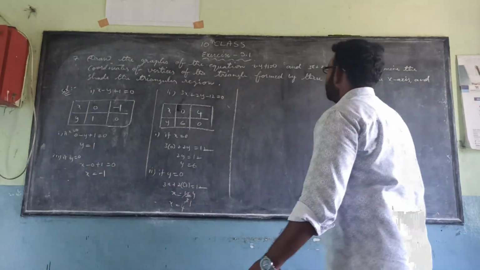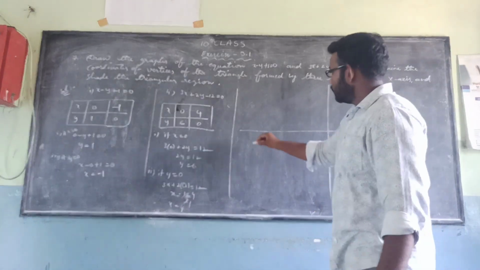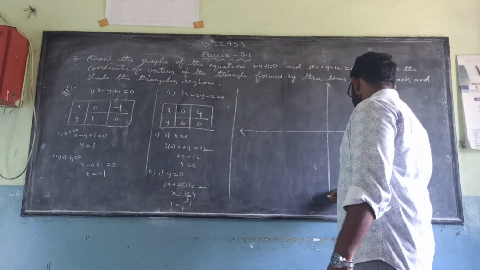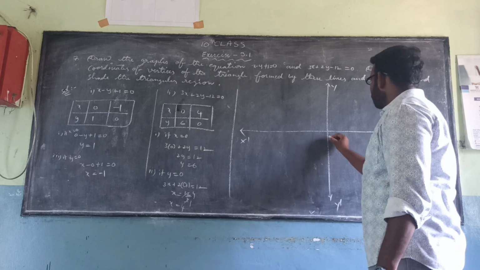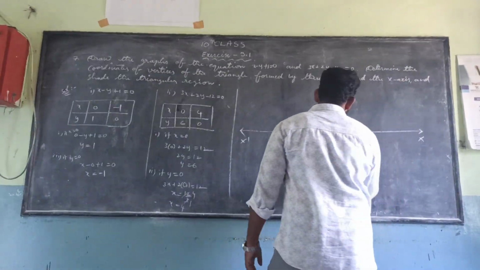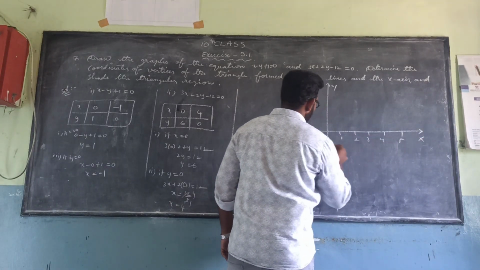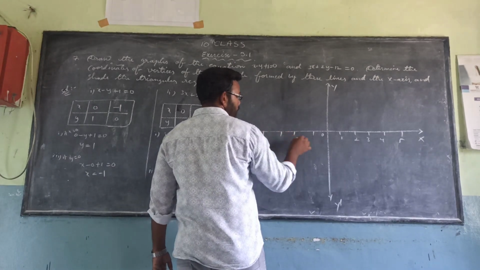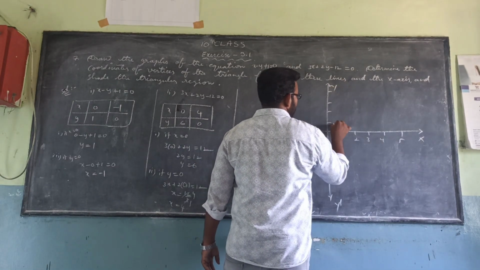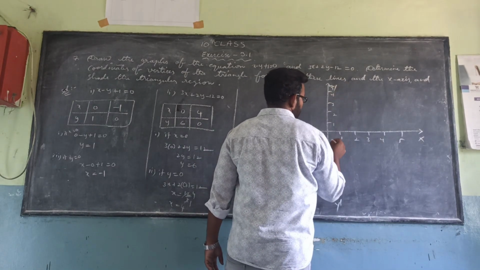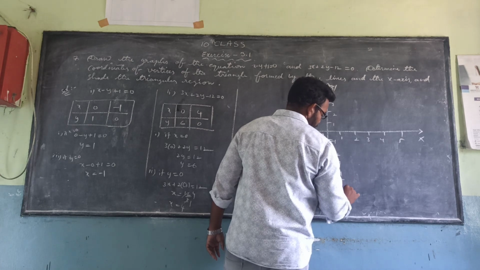Now we are going to draw the graph here. First of all, the x-axis and y-axis, X dash, Y dash. This is the origin. Now 1, 2, 3, 4, 5. Minus 1, minus 2, minus 3, minus 4, minus 5. And 1, 2, 3, 4, 5. Minus 1, minus 2, minus 3, minus 4, minus 5, minus 6.